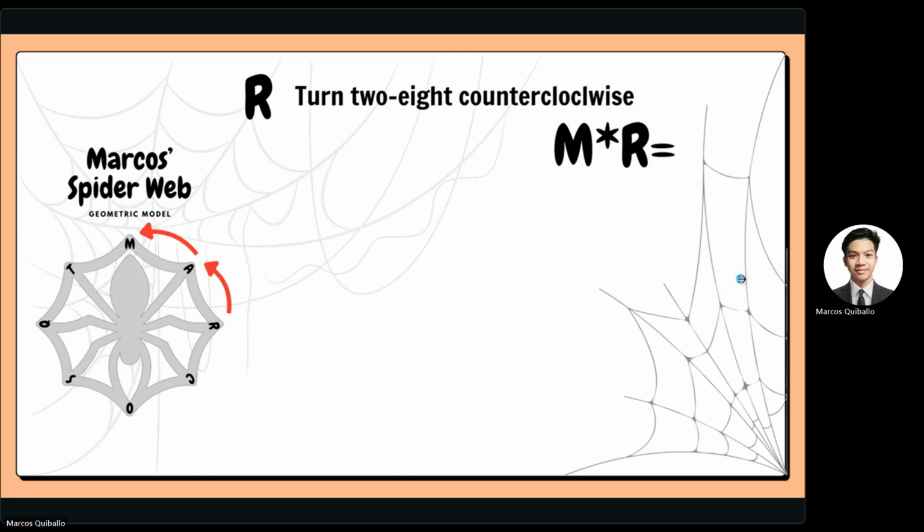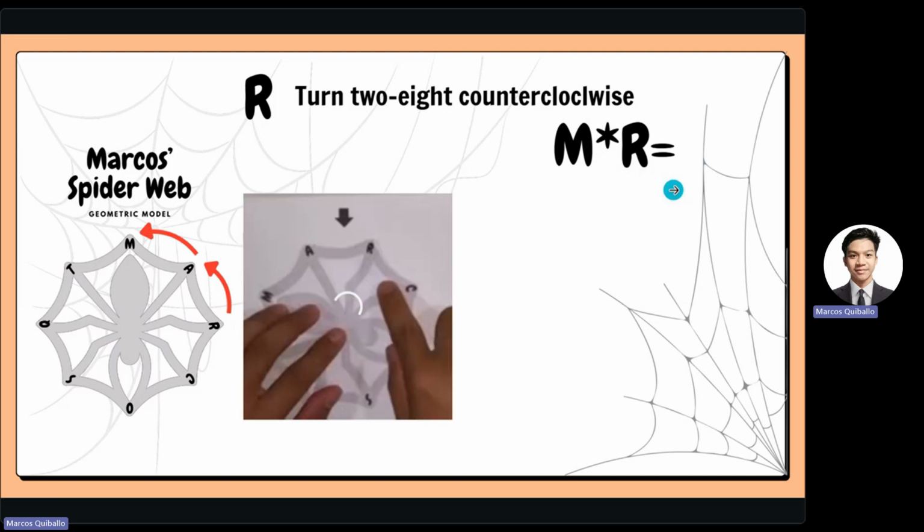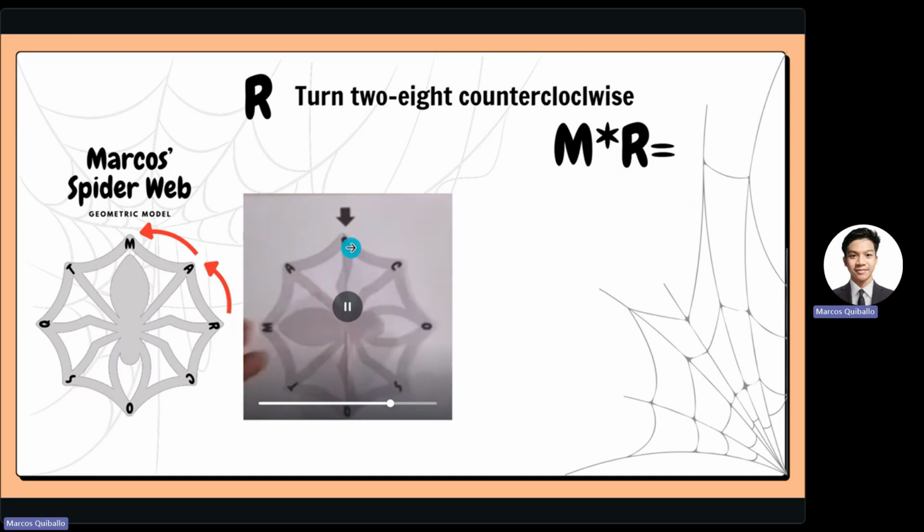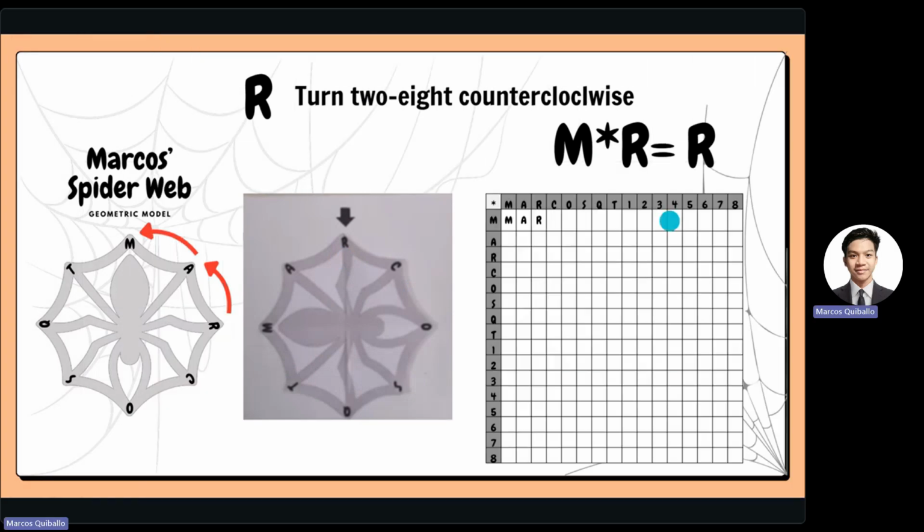So here, our initial point is M, and we operate it on R, which defines turn 2/8 counterclockwise. So let's see. So M, our initial point, and we turn 2/8 counterclockwise. So the resulting element is R. And in our table, M star R is equal to R.